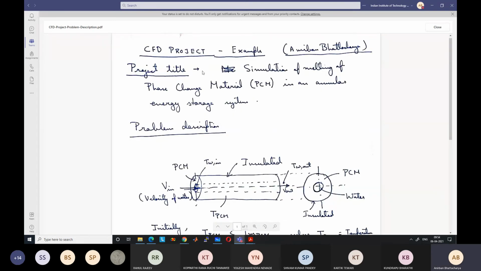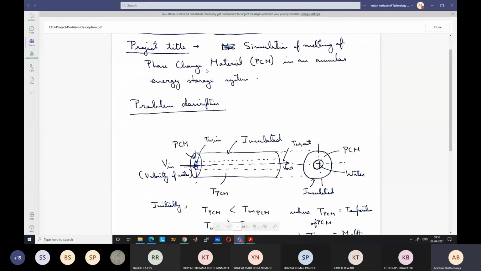So I have just given one example problem, a CFD project with team member names. Project title: simulation of melting of phase change material in an annular storage system. You can have any type of project. Don't get carried away with phase change materials or things like that. There are hundreds of different areas.